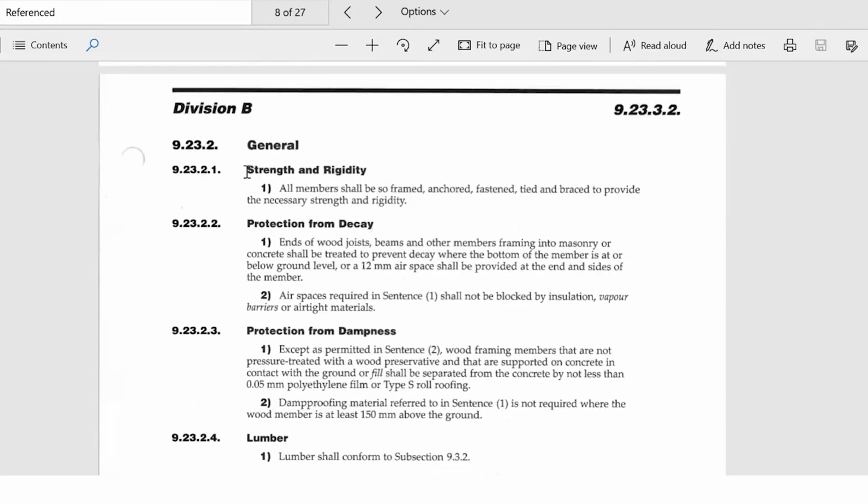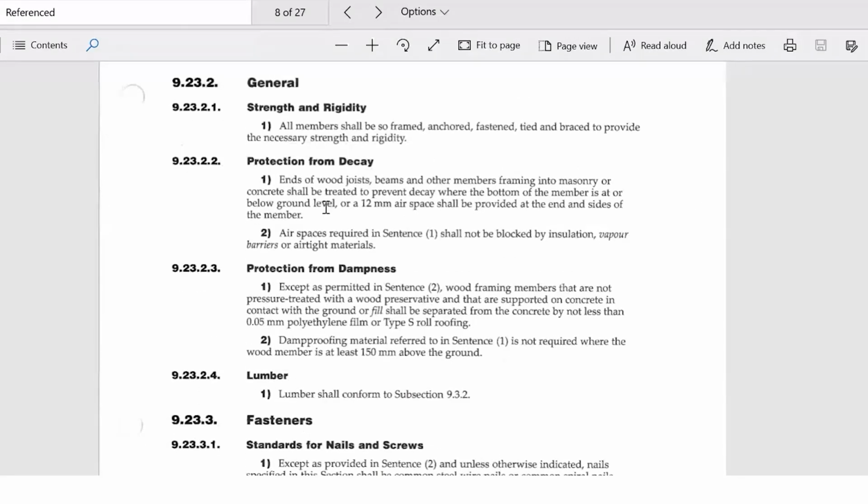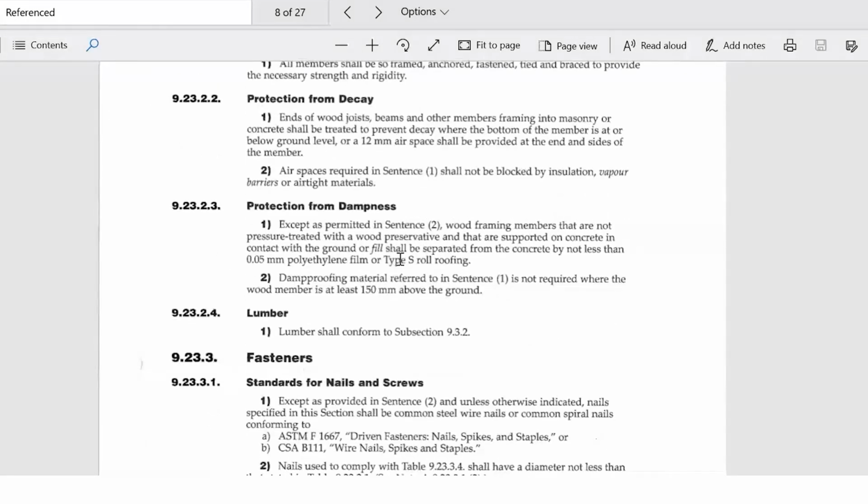9.23.1 talks about general provisions related to strength and rigidity. So these are performance requirements, protection from decay. Ends of wood joists, beams, and other members framing into masonry or concrete shall be treated to prevent decay where the bottom of the member is at or below ground level, or a 12 millimeter airspace shall be provided at the end and sides of the member. So you're trying to protect your wood from rotting. Airspaces required in sentence 1 shall not be blocked by insulation, vapor barriers, or airtight materials. So you want air circulation in this area to make sure your wood members dry.